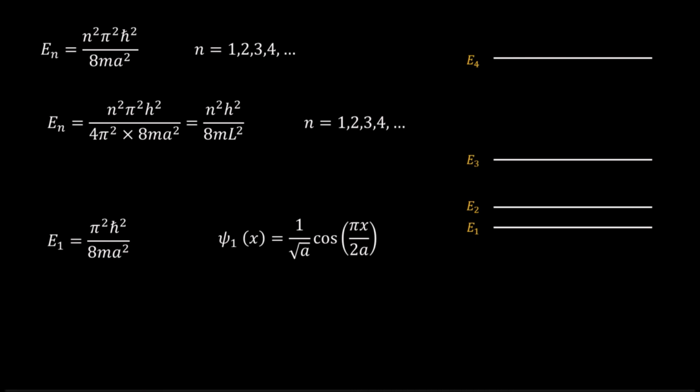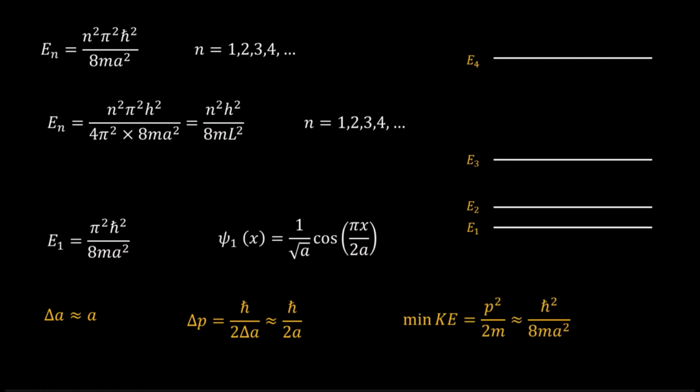Uncertainty in the position of the particle is of the order of a itself. Then the minimum uncertainty in the linear momentum is of the order of h by 2a. Therefore, the minimum kinetic energy of the particle must be of the order of ħ²/8ma². So that's what we have seen here. So this is a consequence of the uncertainty principle.